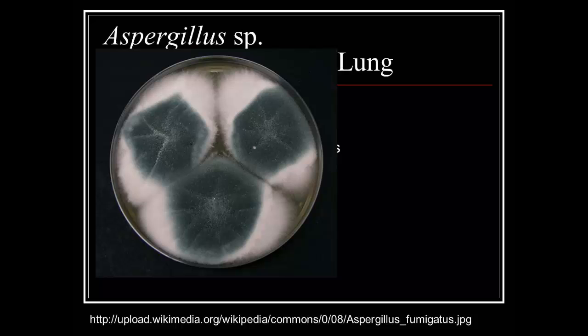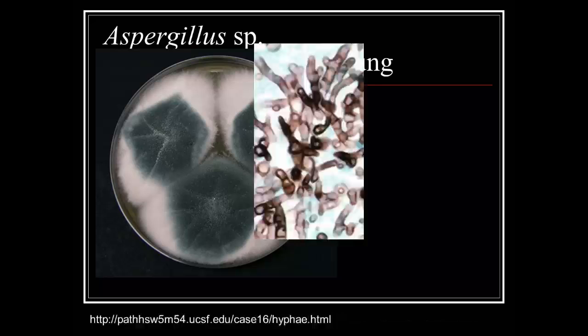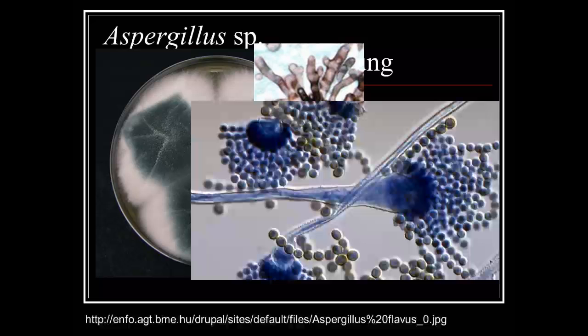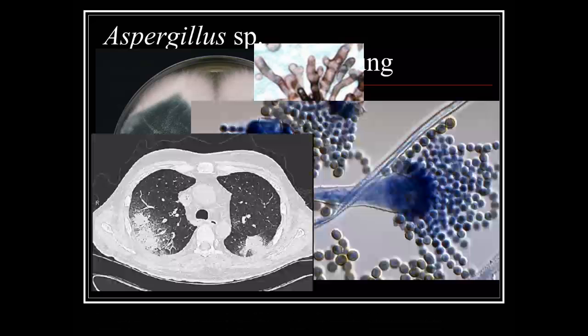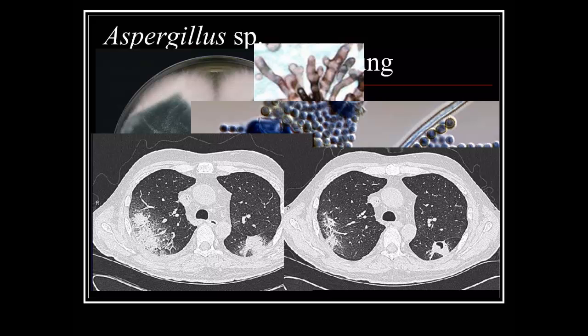The plate can often have the green furry look. Here are your septated angles. Here's your fruiting body. Here's a large nodule. Here's also your cavitary lesion with a halo.